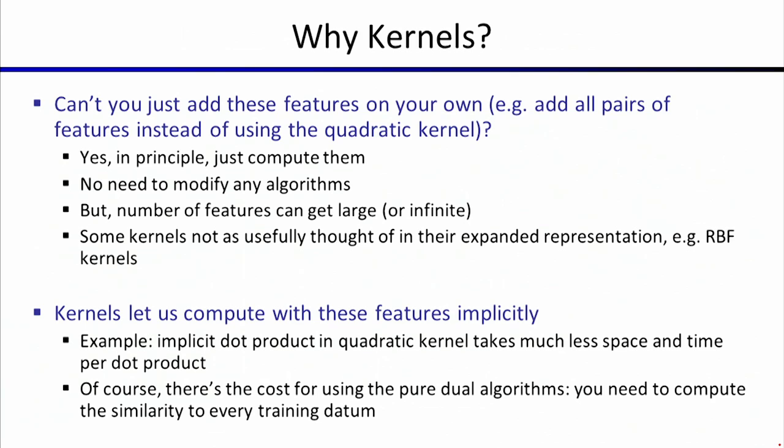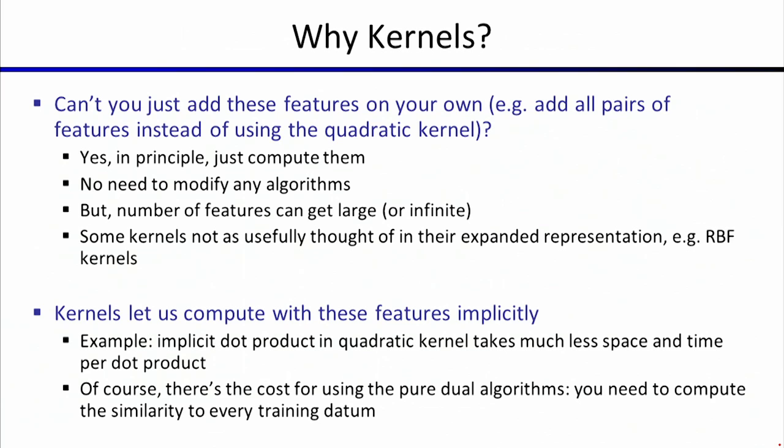Okay, so to sum up about kernels, why would you use these? Can't you just add these kind of mystery features that separate high dimensional things on your own? Like for example, you might want to add all pairs of your existing features. You can do that explicitly, or there's something called a quadratic kernel that lets you do it implicitly. Like yes, in principle, you can just add your features. And in practice, that's exactly what people usually do.